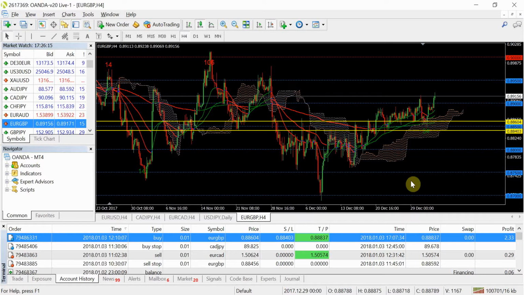The main reason for these levels is that these are psychological levels that everyone looks at, and I'm sure you guys have heard the research into it. A lot of people put take profit targets and stop losses at these levels.